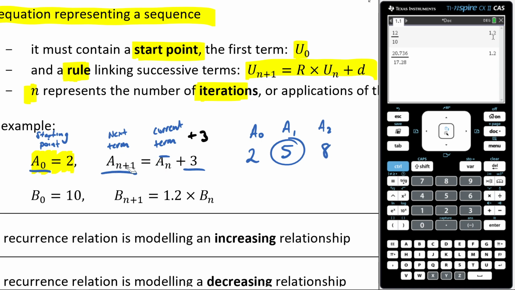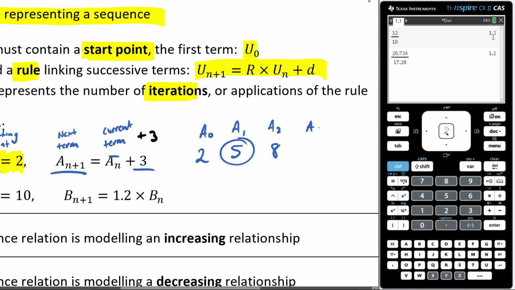And hopefully you can see how this works. So a of 3, well, what's my current term? My current term this time is 8. So I put 8 in here. And I would go 8 plus 3 is my next term, 11. So that's how it works.